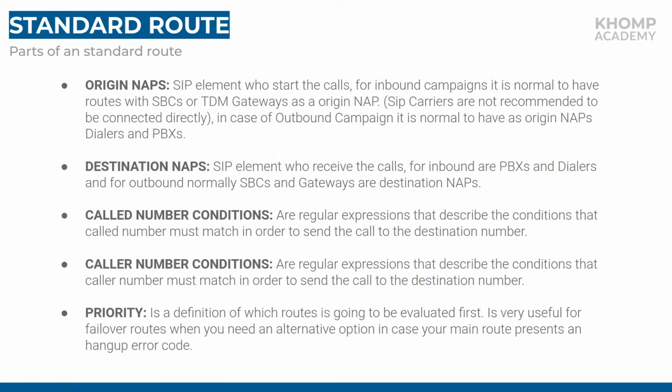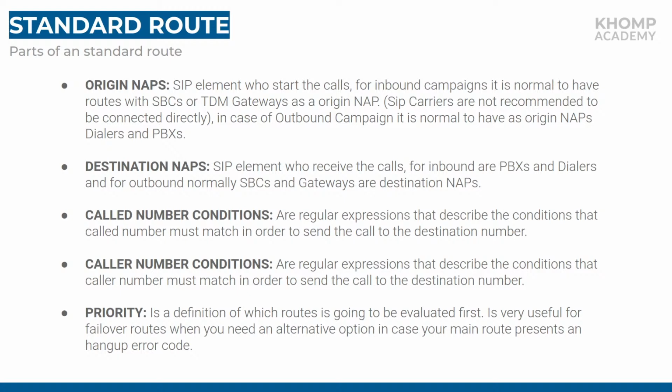So if you think about a standard route, is there a very minimal way to do a routing? You will need this part. You need to know which are your origin NAPs, which elements are going to be your destination NAPs, and what will be the conditions for caller and called number. And you need to assign different priorities to your routes, in order to select which ones are going to be analyzed first. Which one will have the priority.